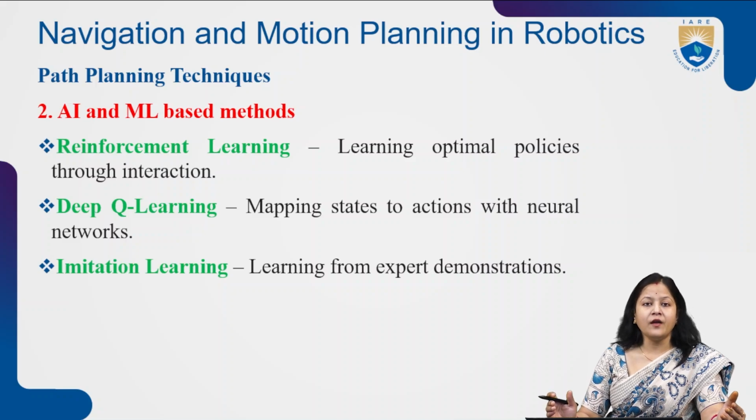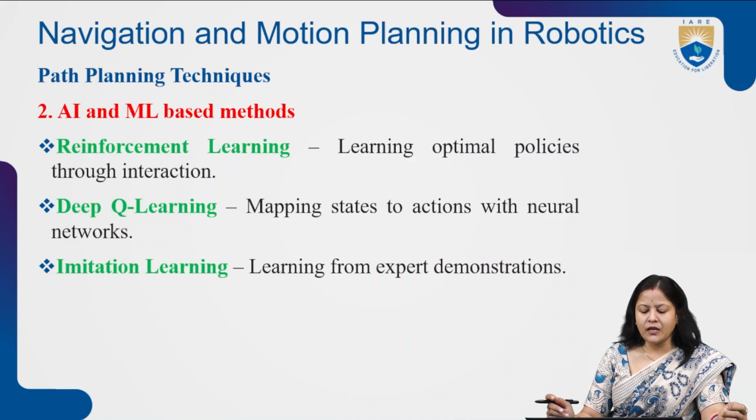In AI and ML, these emerging technologies are also used for exploring the path for the robot, like reinforcement learning, deep Q learning and imitation learning. In reinforcement learning, learning optimal policies through interaction, in deep Q learning, mapping state to action with neural networks, and in imitation learning, learning from expert demonstrations. So these are the techniques used for finding the path from the starting location to the destination.